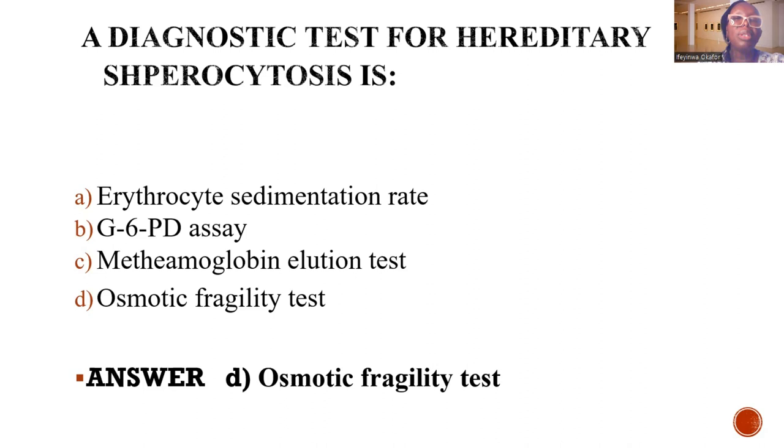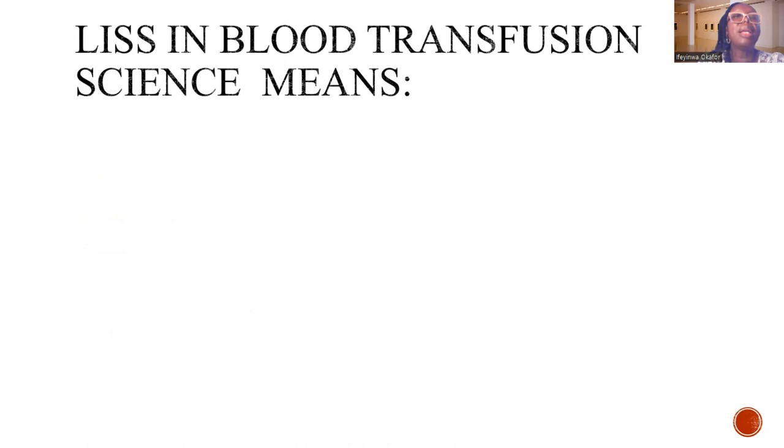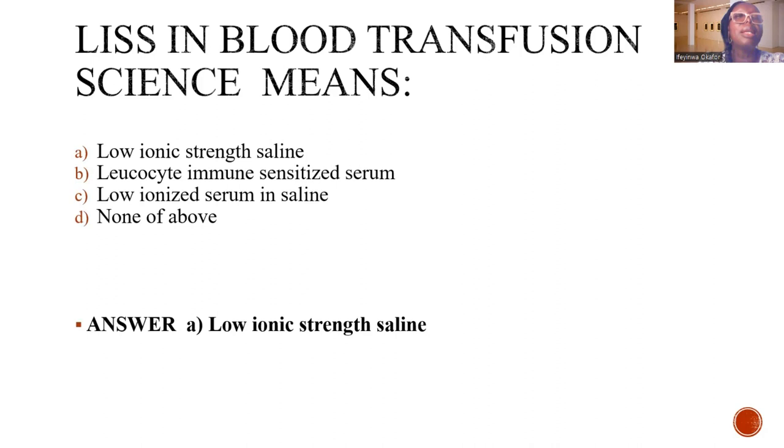The anticoagulant of choice for osmotic fragility test is EDTA, heparin, ammonium oxalate, or trisodium citrate. Answer B, heparin. LISS in blood transfusion science means: A, low ionic strength saline; B, leukocyte immune sensitized serum; C, low ionized serum and saline; D, none of the above. Answer is A. LISS means low ionic strength saline.